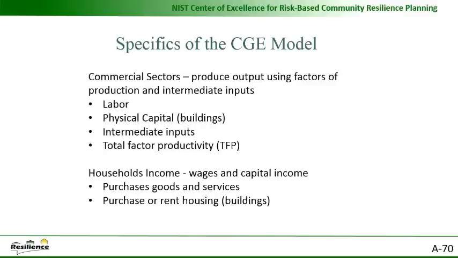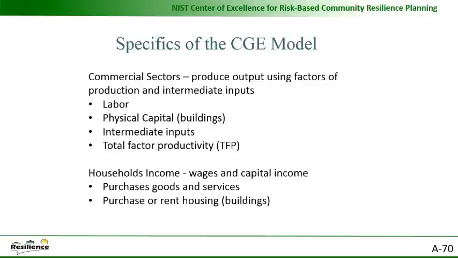And then we also have households, and households have two sources of income, actually three, but we're just modeling two for today: wage income and capital income. With that, they purchase goods and services, which we described before, and they also purchase or rent housing.